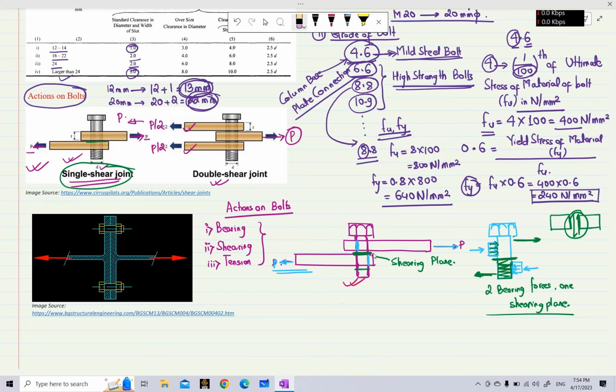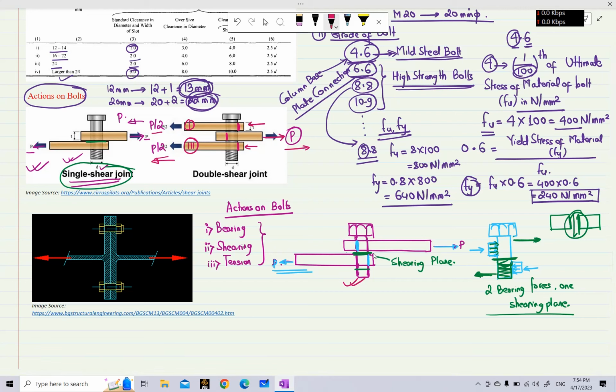For this second figure, similar to the first figure, because this first plate and this third plate are being pulled in this left direction by a force P by 2, there will be bearing forces exerted by this plate on this part of the bolt and this part of the bolt. Because this plate is being pushed in this direction, the plate will bear upon the bolt. Similarly, in the case of the second plate here, the plate is being pulled towards the right hand side, so there will be bearing on this surface.